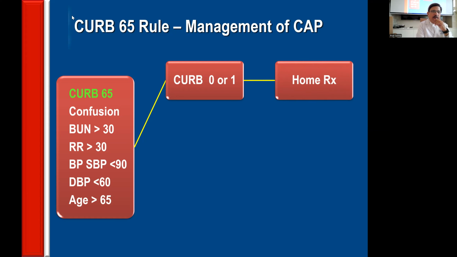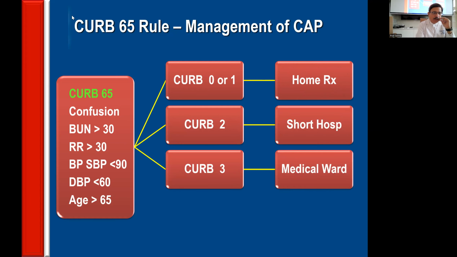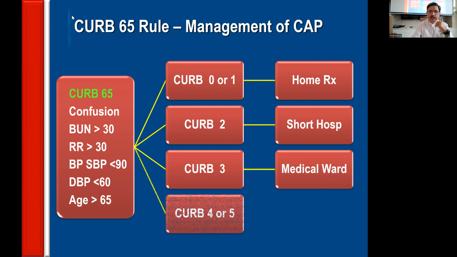Then CURB 2, at least 2 of those points, he needs short hospitalization. CURB 3, he needs hospitalization, medical ward. CURB 4 or 5 means all the factors are present: confusion is there, BUN is high, respiratory rate is high, blood pressure is low, age is more than 65. In that case he will have 4 or 5 and he needs ICU care.